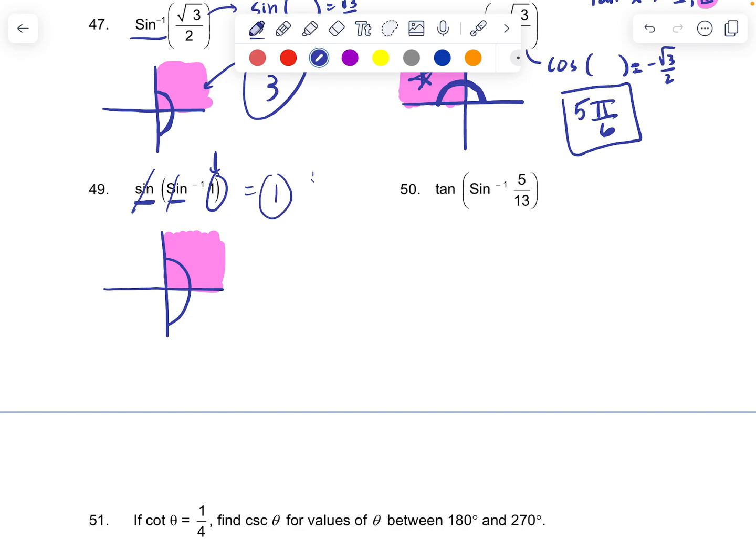Now, if you're like, I would have never gotten that. Okay, let's look at this. Where does sine actually equal 1?